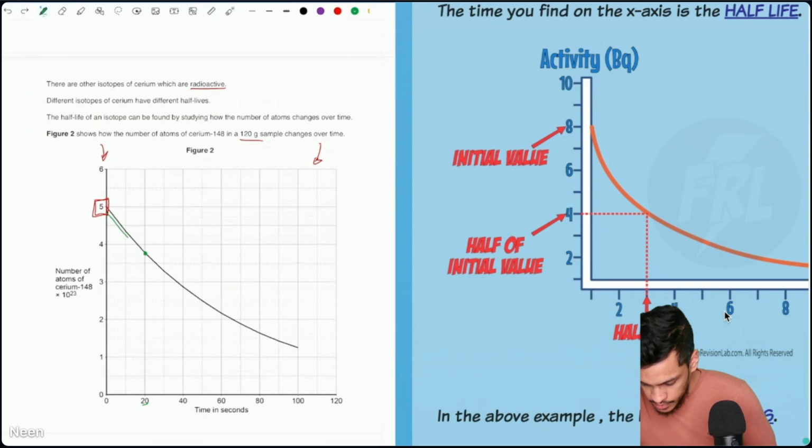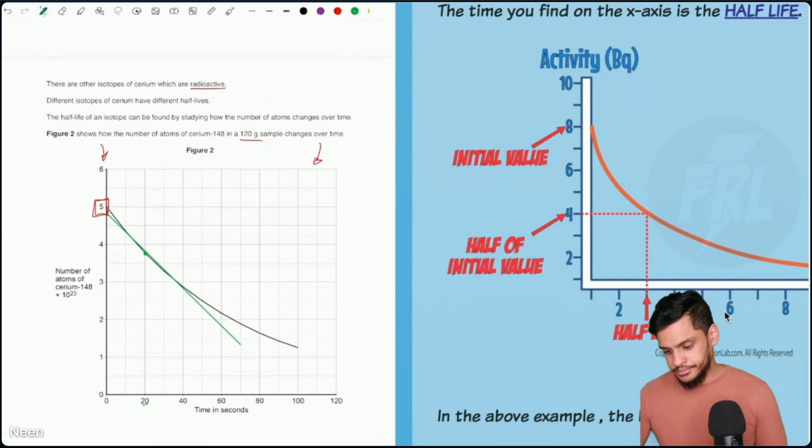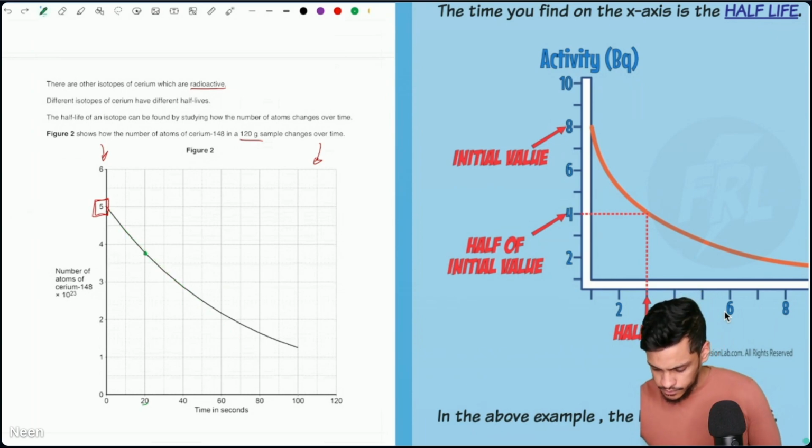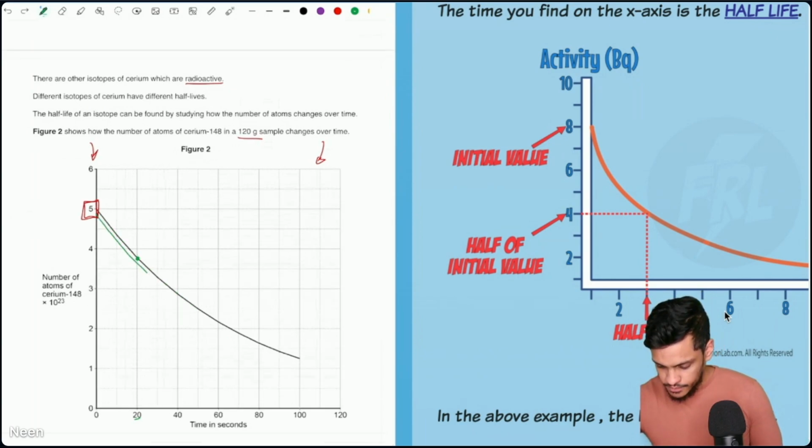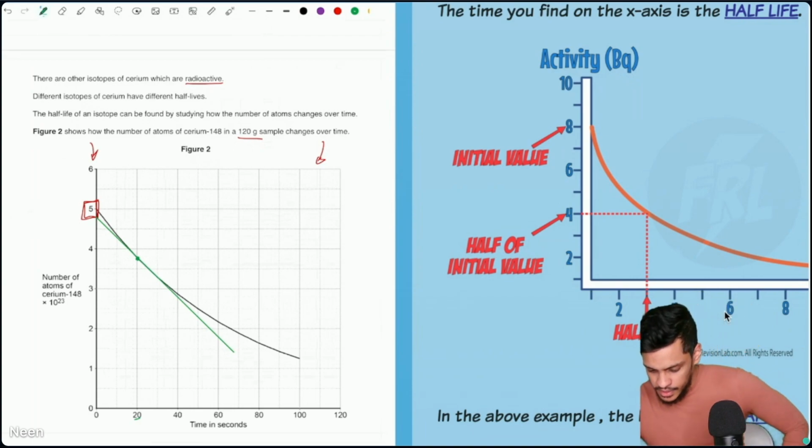So you've got to make it go through that point. Get a ruler, make it go through that point. It's not going through the point. Getting there, closer, nearly there. Close enough. Okay, so we've got a line here.